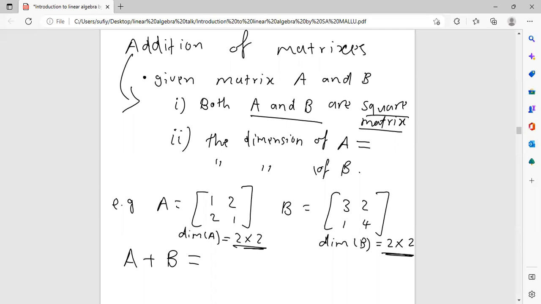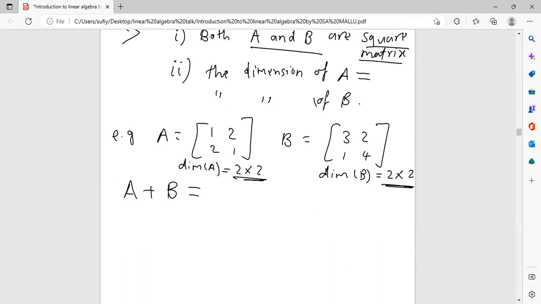And therefore, now we are good to add these 2 matrices. Now the question is though, how do we add the matrices? How do we add these 2 guys? So this is what we're going to do. The order of A plus B is not going to change.